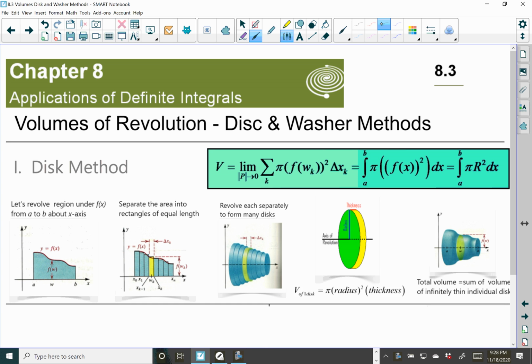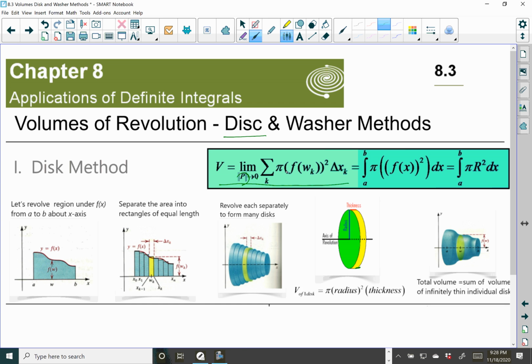And it's just commonly referred to as disk. And then there's washer method as well. So let's first cover the disk method. You can notice here the formula. It says a limit as the partition P goes to 0, and that would be the width of this goes to 0, so that we get very, very thin disks.